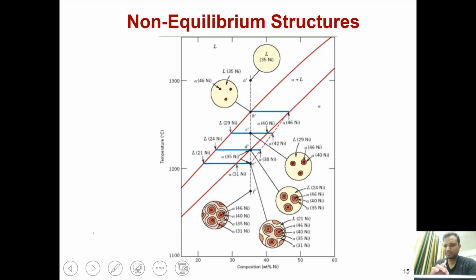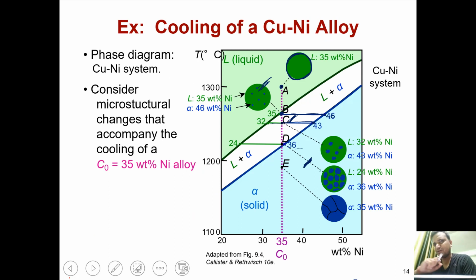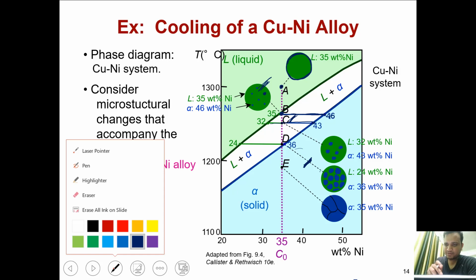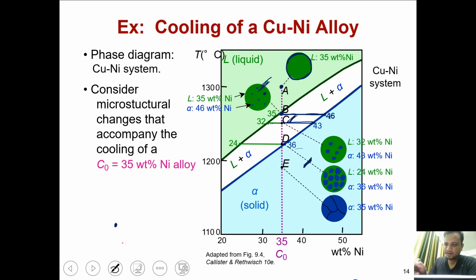Okay, but are you able to think of one thing here? This is the structure. Now initially when this alpha formed, it was of 46 weight percent nickel, right? Suppose this is your alpha, I am just exaggerating it. This point here, this green point, will have 46 weight percent, right? And after this point C, it has decreased to 43, so the next layer will contain less nickel, right?